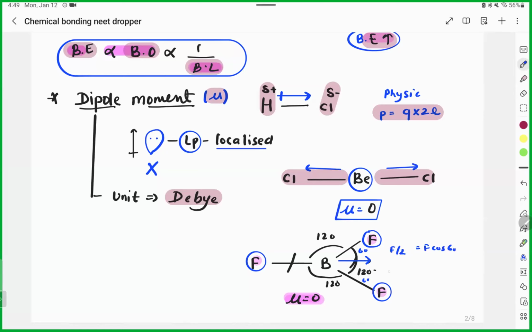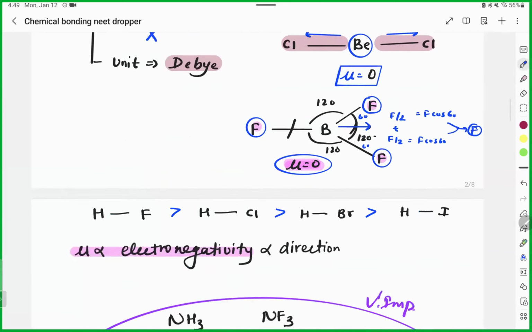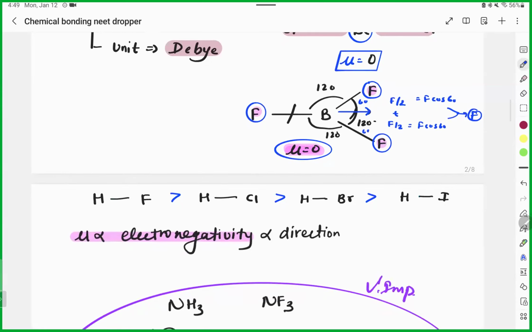And this will be F by 2 because this is also F cos 60. If you add both of them, what will be the final value? Resultant value, this will be. Understood? Any doubt? So resultant force on the right hand side F, resultant force on the left hand side F, both cancel out each other, net value will be 0. Okay, net value will be 0.